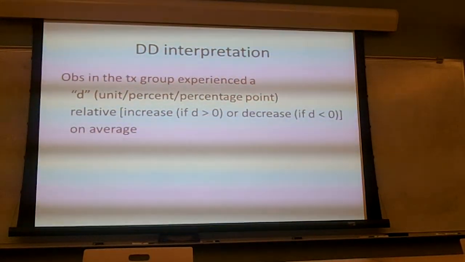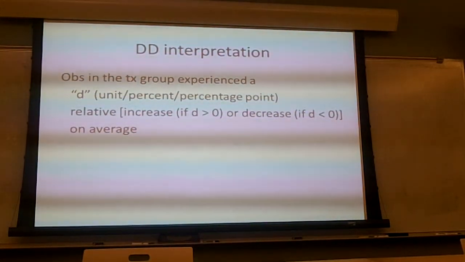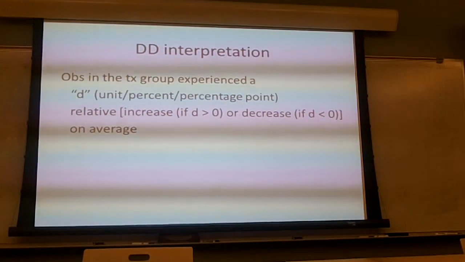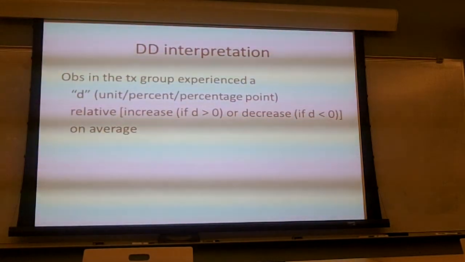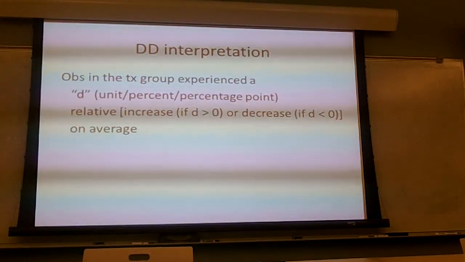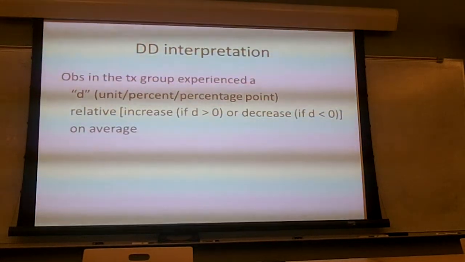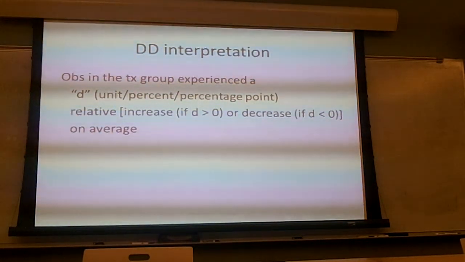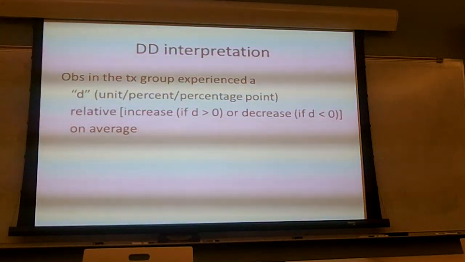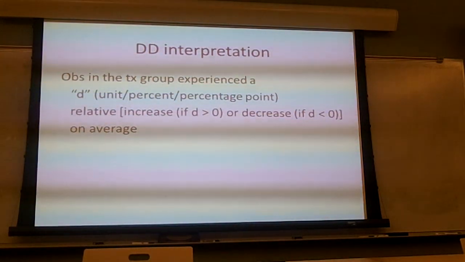So how do we interpret the coefficient? We'd say observations in the treatment group experienced a d, where d is the coefficient on the interaction term, unit or percentage point, relative increase or relative decrease on average. We're not controlling for any other factors yet, but if we were, we would say on average, controlling for other x's in the model.